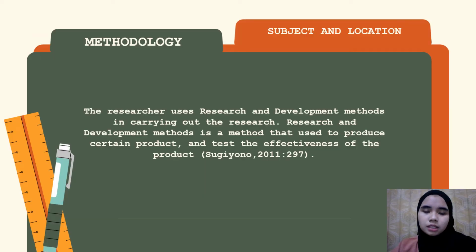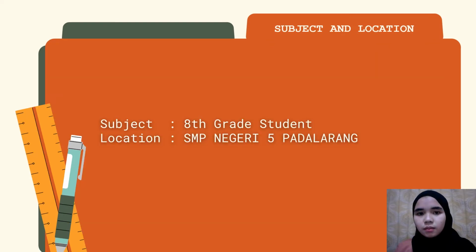And for the methodology, the researcher used research and development method in carrying out the research. Research and development method is a method that used to produce certain product and test the effectiveness of the product, said Sugiono, 2011. This research is conducted in SMP 5 Negeri Padalarang at grade student.